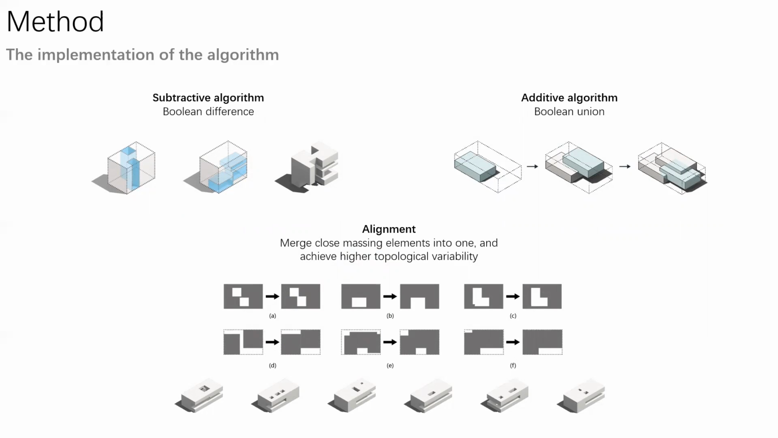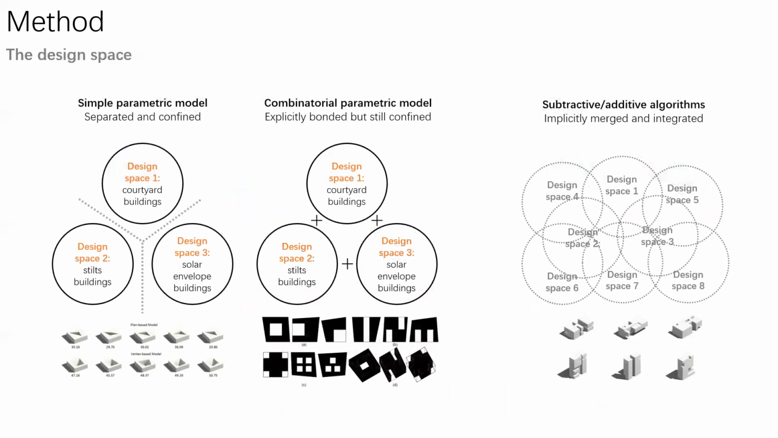And the second very important operator is alignment. The alignment not only ensures that the design variants generated by the algorithm have a proper and reasonable geometry order, it can also enhance the typological variability. It is because the alignment actually will merge two smaller elements into one large one, which changes the typological configuration of the design variant. So it means that even with the same number of massing elements, the algorithm can still generate design variants with different typological variability.